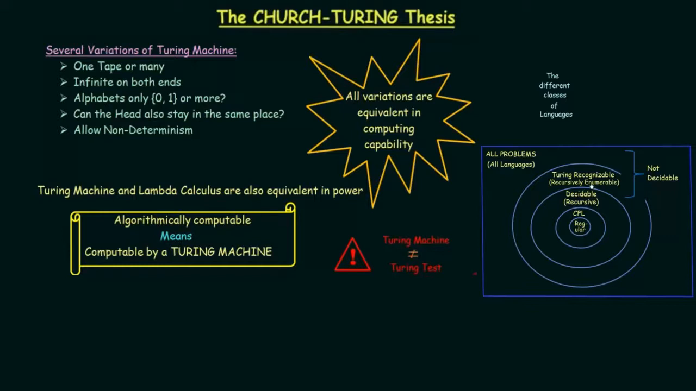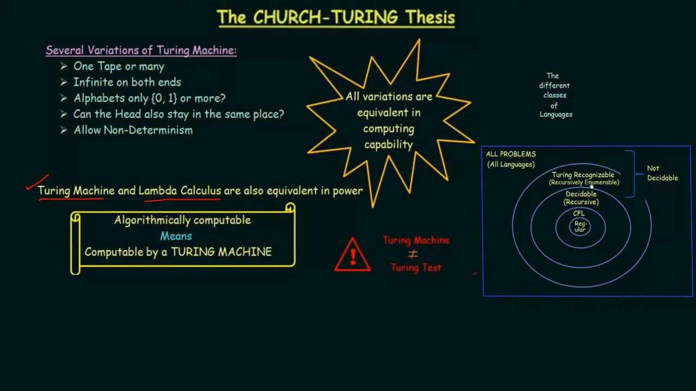Okay, so that means if we want to test any computer program or any algorithm, we use the Turing machine, but lambda calculus is equally accepted for that. So we came to an agreement that Turing machine and lambda calculus are equivalent in power. Algorithmically computable means computable in a Turing machine. It also means it is computable by lambda calculus, but we use the Turing machine more.